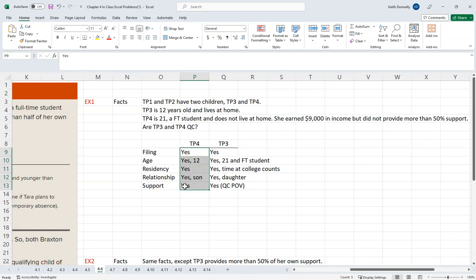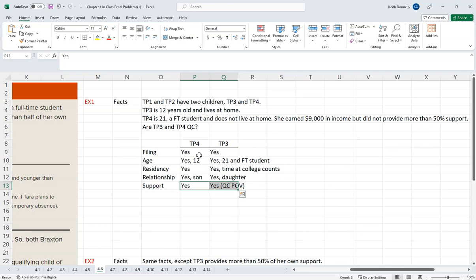Well, if we run through these here, neither of them file a joint return. That's good. They both are meeting the age requirement here. They're over 18, but they're a full-time student. 0 to 23, full-time student, you're good. Residency, yeah, the 12-year-old lives there all year. While this person's away at college, it counts. Relationship, meet it. And then support, they're telling us right here.